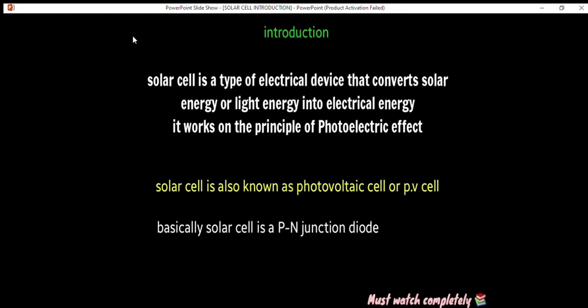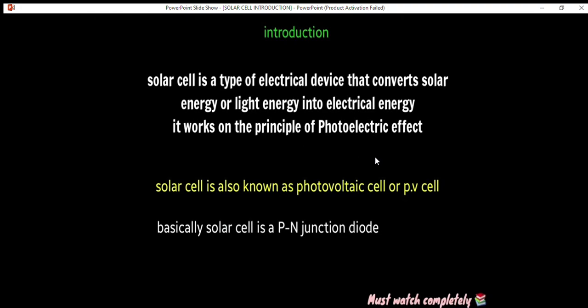Today we are going to talk about the working and construction of solar cell. First of all, I am going to introduce what is a solar cell. A solar cell is a type of electric device that converts solar energy or light energy into electrical energy. It works on the principle of photoelectric effect. Solar cell is also known as photovoltaic cell or PV cell. Basically, solar cell is a PN junction diode.